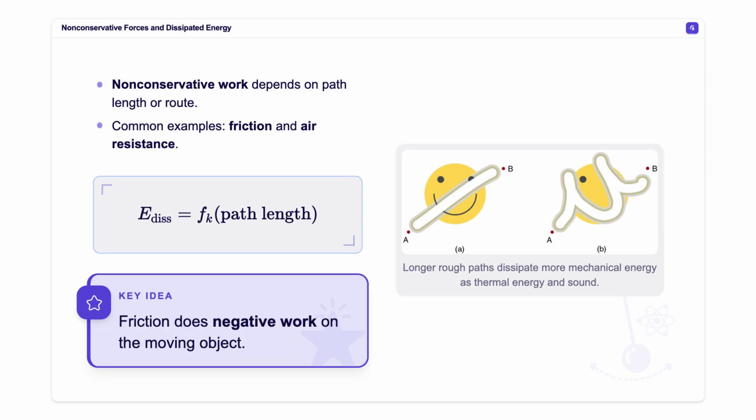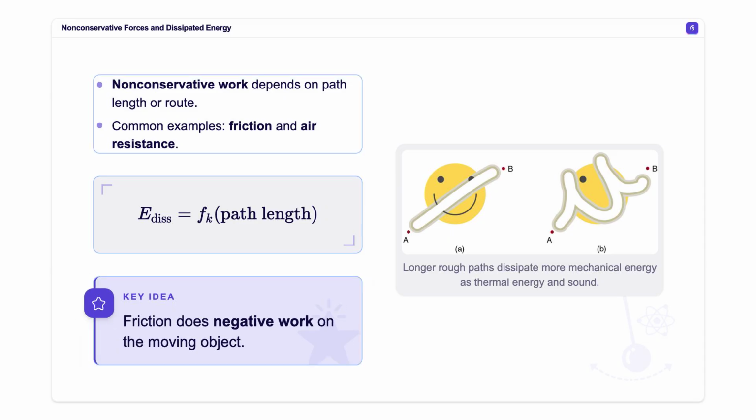Be careful with the sign. Friction usually points opposite the motion, so friction does negative work on the moving object. So the pattern to remember is this. Conservative forces care about endpoints, while non-conservative forces care about the path. Next, you'll check that distinction in a few quick questions.